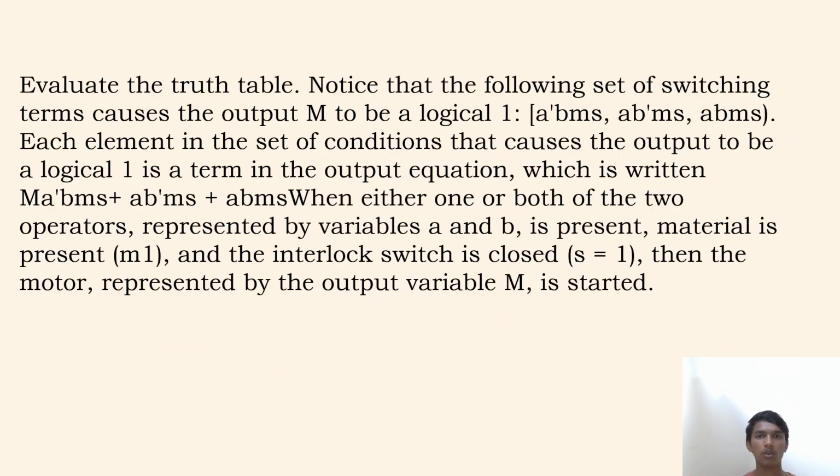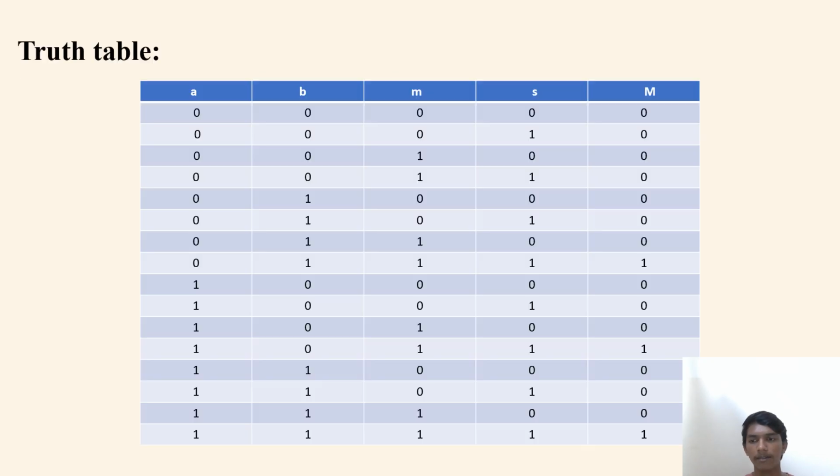Evaluate the truth table. Notice that the following set of switching terms causes the output M to be logical 1. Each element in the set of conditions that causes the output to be a logical 1 is a term in the output equation, which is written M = ABMS. When either one or both of the two operators represented by variables A and B are present, material is present, and the interlock switch is closed, then the motor represented by the output variable M is started. Here is the truth table.